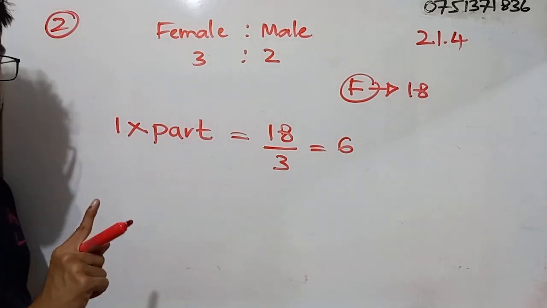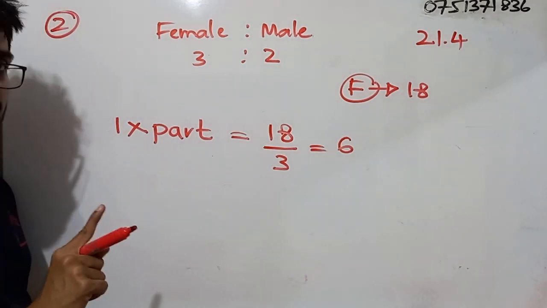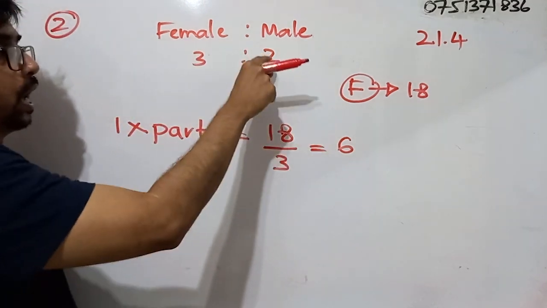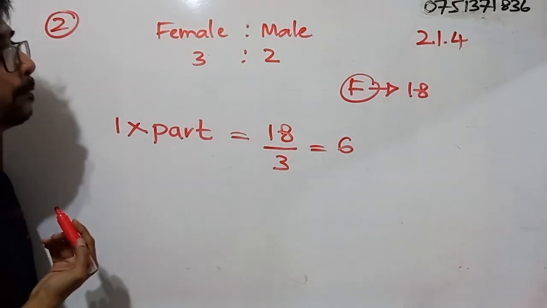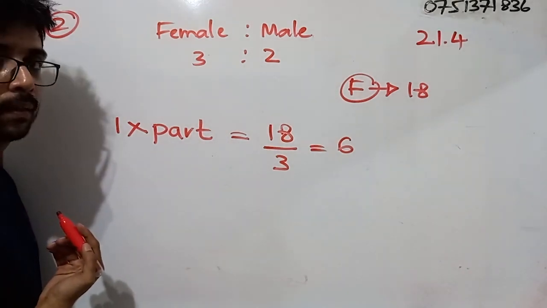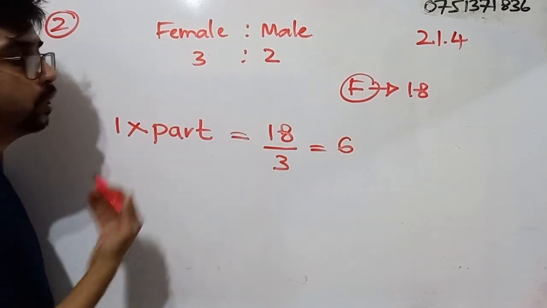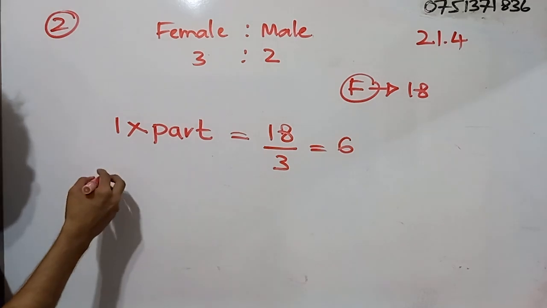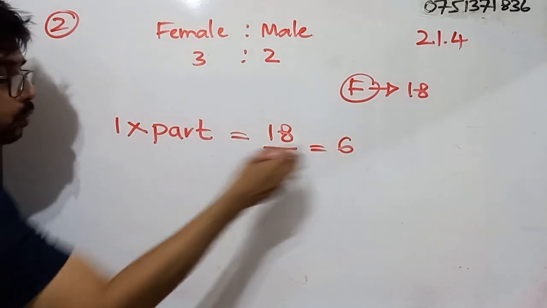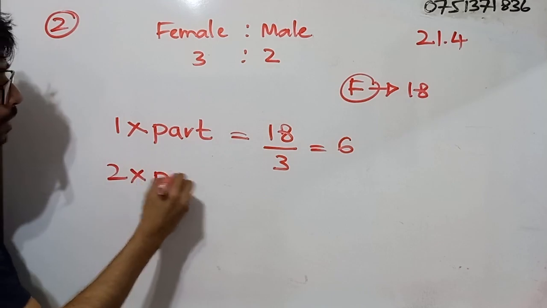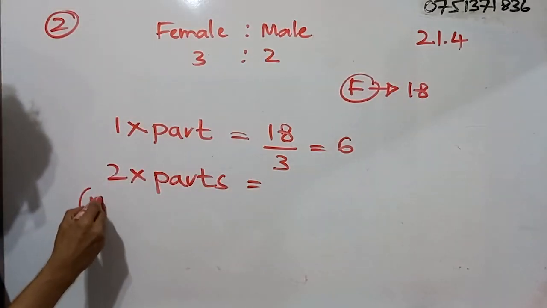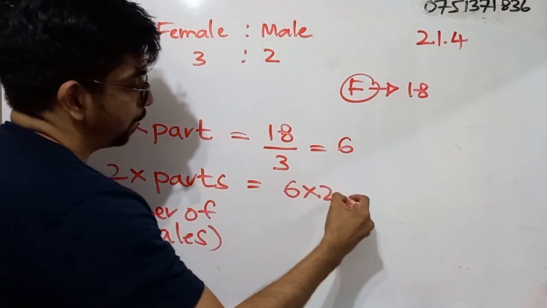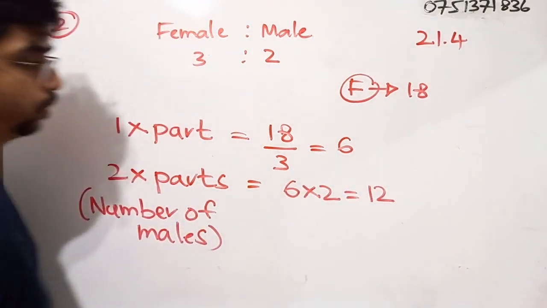So they are asking us how many male workers are there. If one part is equal to 6, how many parts are there for males? Or what is the term in the ratio related to males? 2. So what do we have to do? We have to multiply this by 2. So value of 2 parts, right? So this is the number of males, right? So 6 we have to multiply that by 2. So we get what? 12.